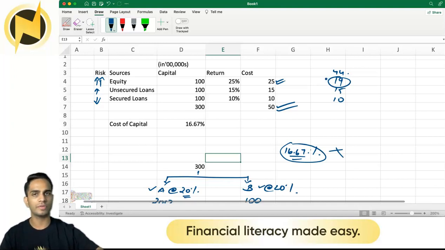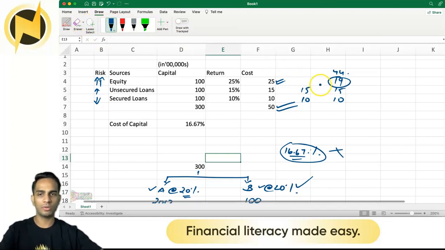When the shareholders of a company are disappointed, it will directly affect the way the shares of the company are valued, how the market sees the company's shares. So in the long run, this is going to be a very risky deal, a very bad move from the company for not assessing their cost of capital properly. But if they had set this 20%, equity would have gotten 25, secured loans would have gotten 10, unsecured would have gotten 15, and let me just erase this.